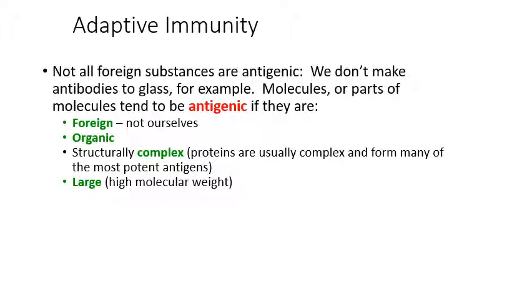Usually, antigens are going to be organic molecules because organic molecules are a little bit bigger. So larger molecules are easier for your immune system to find. That means things like proteins make really good antigens. And they also tend to be structurally complex. So really simple, repetitive structures like sugars or carbohydrates don't usually trigger your adaptive immune system just because of the simplicity of the molecule. So large, foreign, organic, complex molecules are the ones that act as the strongest antigens.